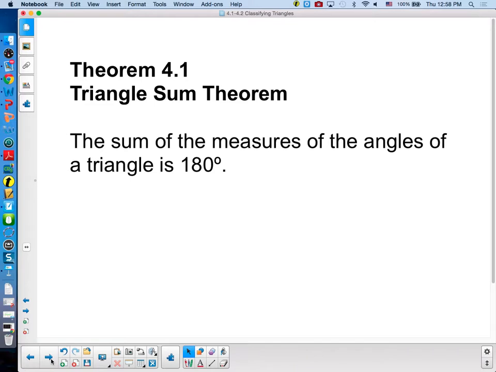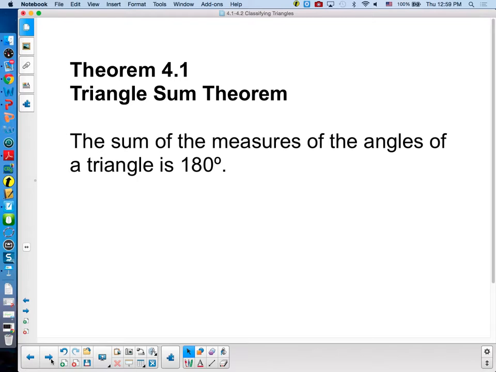Okay, triangle sum theorem. I think some of you knew this idea. The angles in a triangle have to add up to a certain amount. What's that amount? 180 degrees. The sum of the measures of the angles of a triangle is 180 degrees. So that's one reason you can't have 3 right angles in a triangle. 90 plus 90 plus 90, that's more than 180 degrees.